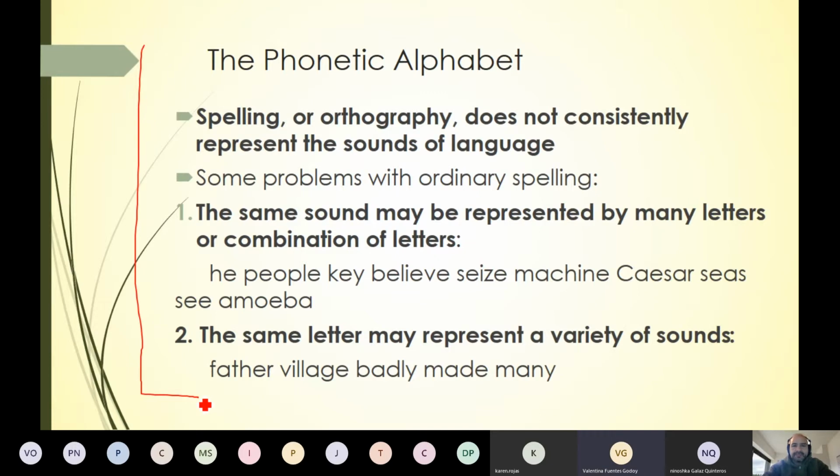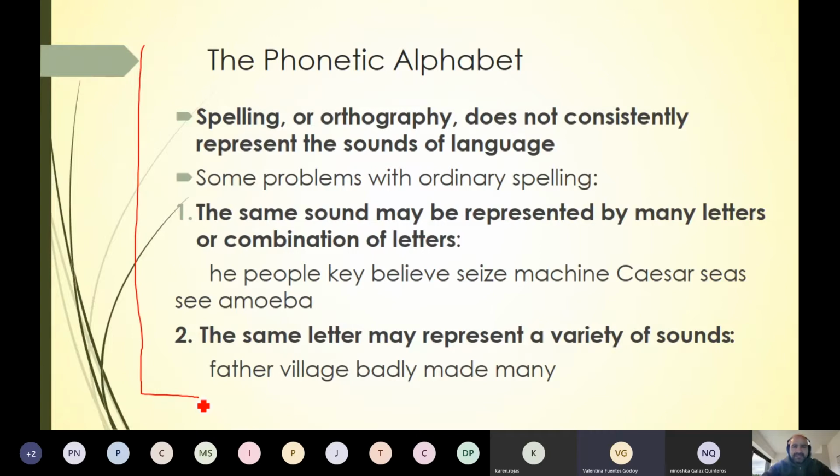The phonetic alphabet. Spelling or orthography does not consistently represent the sounds of language. Some problems with ordinary spelling. The same sound may be represented by many letters or combination of letters. People, key, believe, says, machine, Caesar, sees, see, and amoeba. The same letter may represent a variety of sounds. Father, village, badly, made, many.